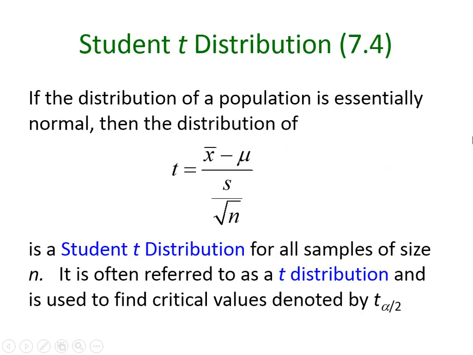It is used if the distribution of the population is essentially normal, then we can use this t distribution where it's still taking the sample mean minus the population mean. So I'm still trying to figure out how far off it is. This is that margin of error that we're looking for, divided by the standard deviation of the sample over the square root of the sample size. So it's similar to what we were doing when we were talking about z-scores, but I don't know the population standard deviation.